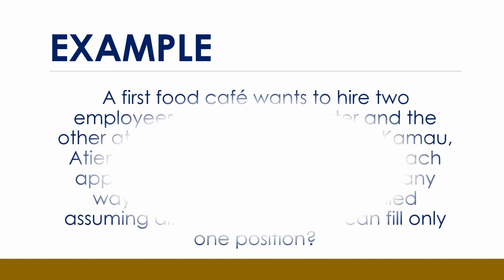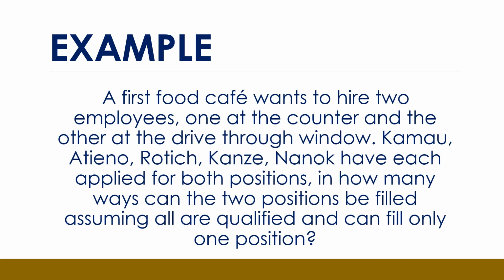Let's consider an example. A fast food cafe wants to hire 2 employees, one at the counter and the other at the drive-through window. Kamau, Atieno, Rotich, Kanze, Nanok have each applied for both positions. In how many ways can the 2 positions be filled, assuming all are qualified and can fill only one position?